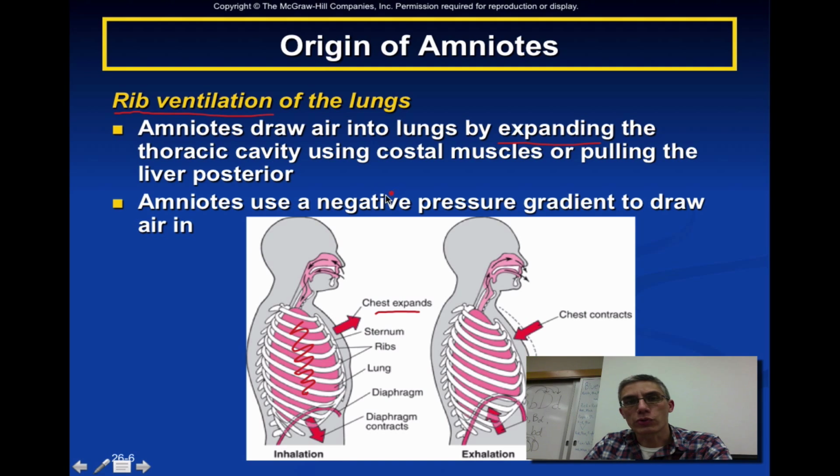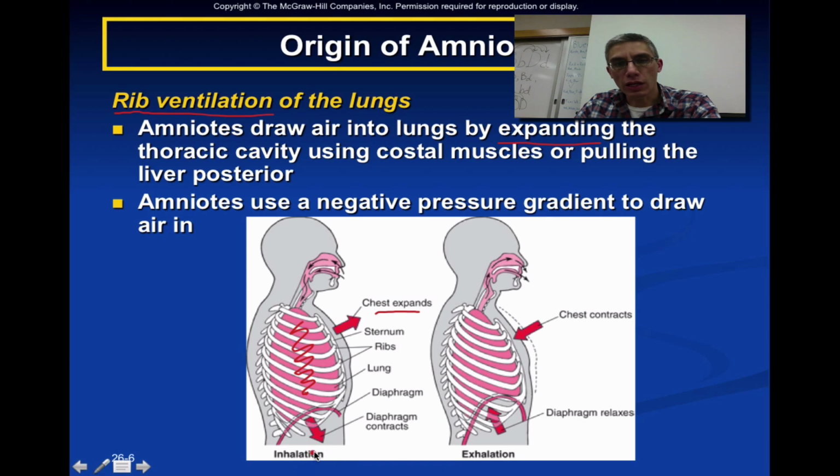Now, amniotes are going to use something called a negative pressure gradient to draw in air. Now, what they mean by that is this. Basically, when you inhale, as we had said, that chest is going to expand. So you're going to take in a deep breath, the chest is going to go out, and at that time also, as the chest expands or goes out, you're going to notice the diaphragm down here towards the bottom is going to move this way.